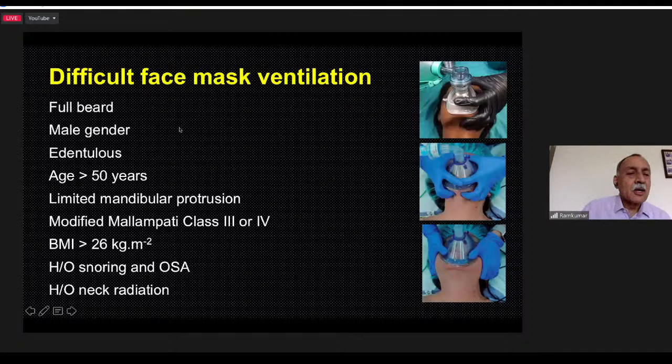Now, presence of a full beard, male gender, being edentulous, over the age of 50 years, and having a body mass index that is more than 26 kilogram per meter squared was beautifully summarized by Langeron et al. in the year 2000 as five of the factors that add on to difficult face mask ventilation. To this, we can add modified Mallampati class 3 or 4, history of snoring, neck radiation, and limited mandibular protrusion. All of these we need to look for when we do an airway evaluation.